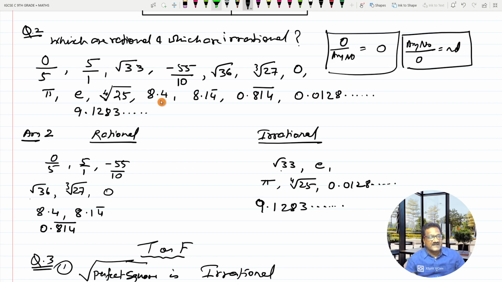8.4, it's a terminating decimal, rational number. 8.14 bar, recurring decimal, so rational number. 0.814 bar, again rational number because it is a recurring decimal. 0.0128 dot dot dot, irrational number. 9.1283 dot dot dot, irrational number. Got it?